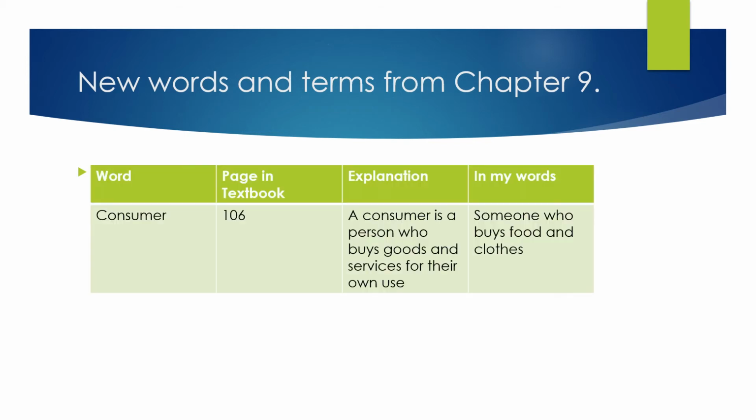I will provide you with a table that will look like this. I will upload it to Google Classroom. And in the first column, the word will be provided. In this instance, it's consumer. Again, you'll find that on page 106. The explanation from the textbook is, a consumer is a person who buys goods and services for their own use. And in your own words, you might write something like, a consumer is someone who buys food and clothes.